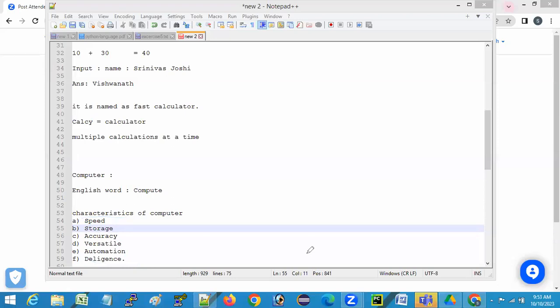Is it clear, guys? Yes, sir. It's okay now. So these are called the characteristics of the computer, right? Now, when I go to the second one, what is that?